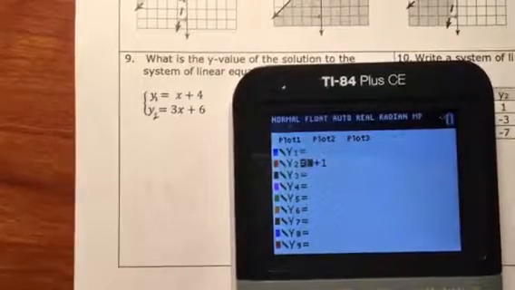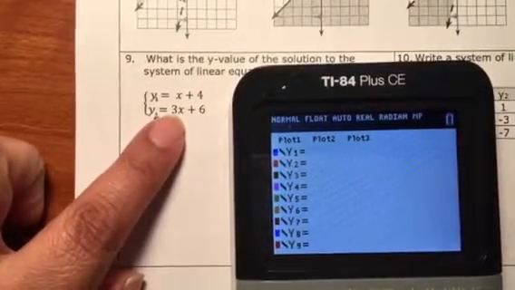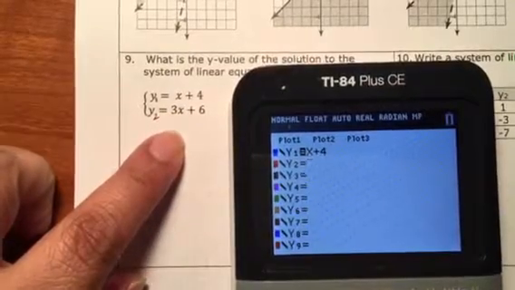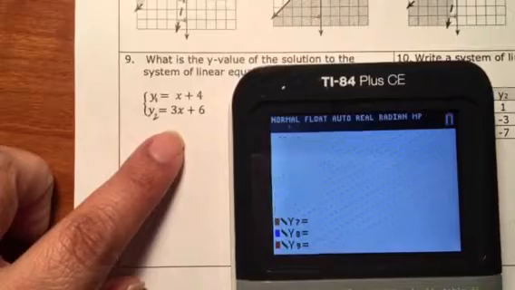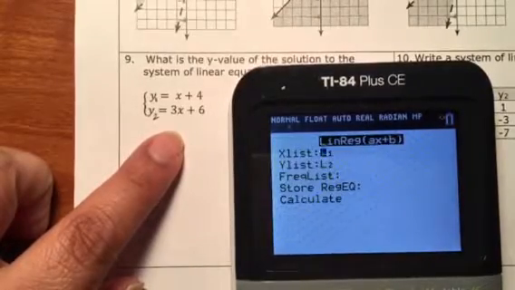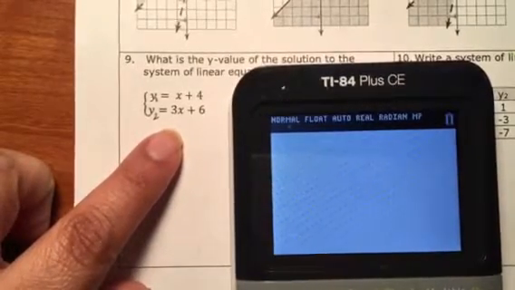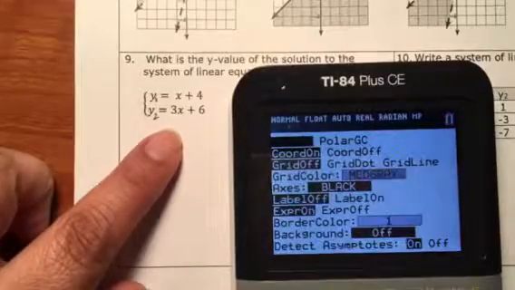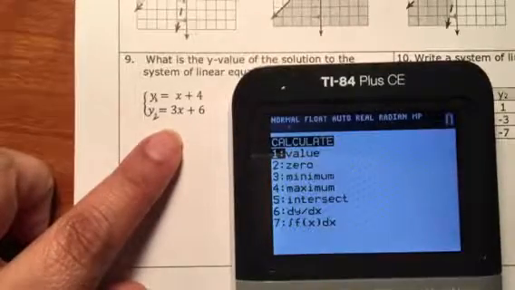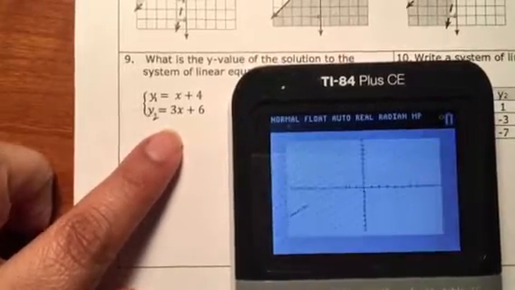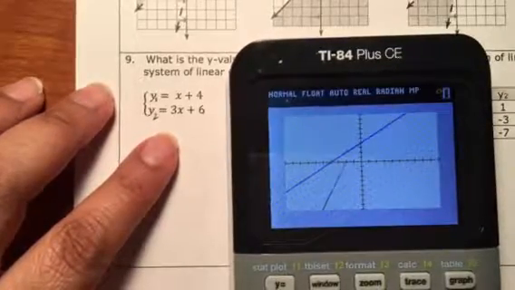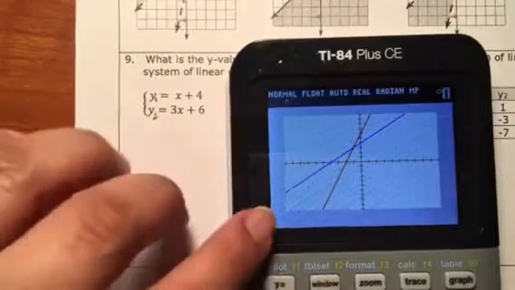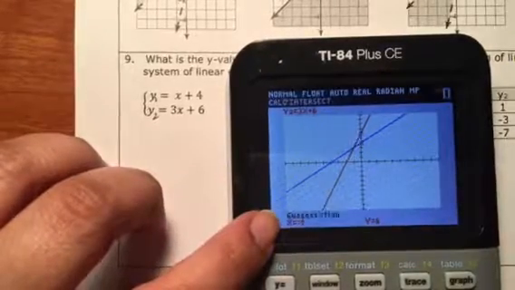Alright, so I'm going to type in x plus 4 and then 3x plus 6. And now I'm going to go stat over 4 because I'm looking for the, oh no, not stat, sorry. Second trace. We're looking for the intersection. We're going to let it graph. And we're looking for where it intersects, so we're going to look for the word intersection.